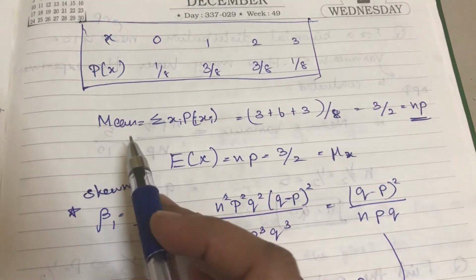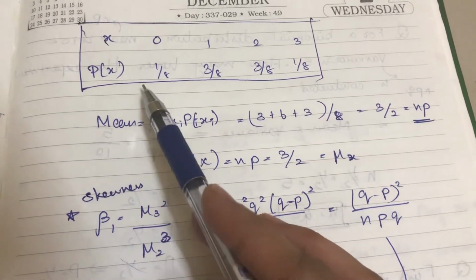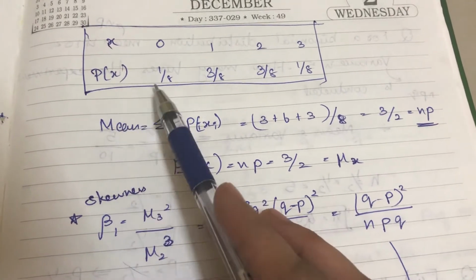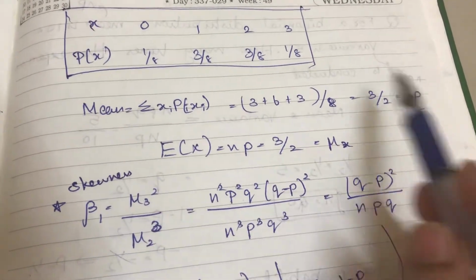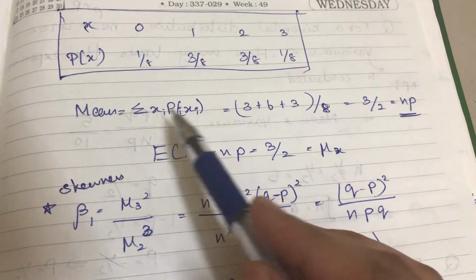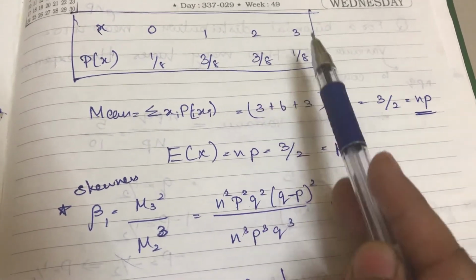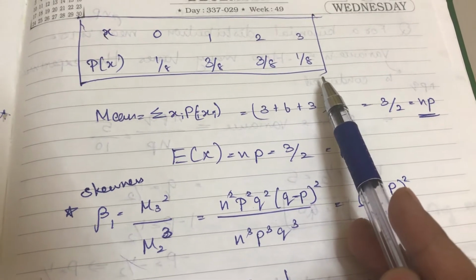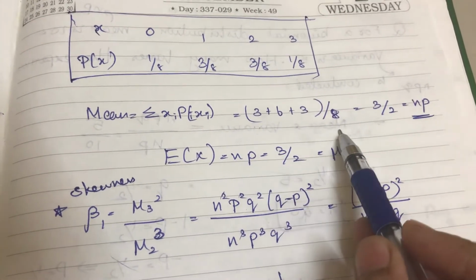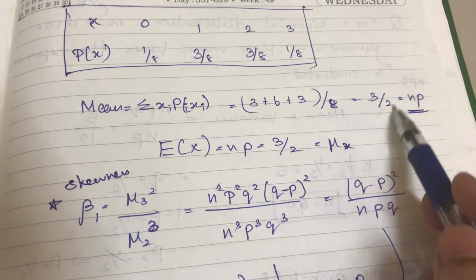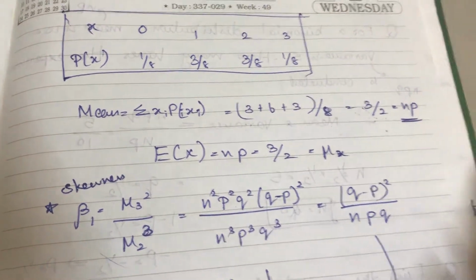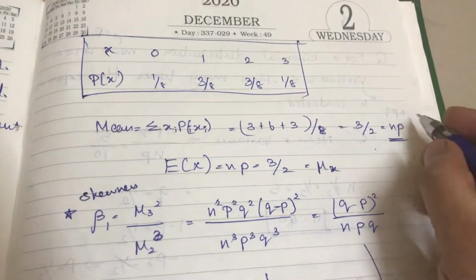Then I have to find the mean, which is nothing but x into p of x. Variance means x square into p of x. So I have found the mean: 1 into 3 by 8 plus 2 into 3 by 8 plus 3 into 1 by 8. We have done that and got the value 3 by 2.